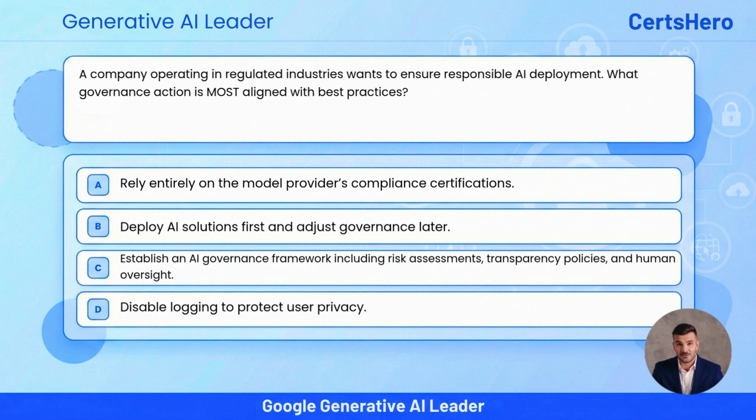Option A. Rely entirely on the model provider's compliance certifications. Option B. Deploy AI solutions first and adjust governance later. Option C. Establish an AI governance framework, including risk assessments, transparency policies, and human oversight. Option D. Disable logging to protect user privacy.